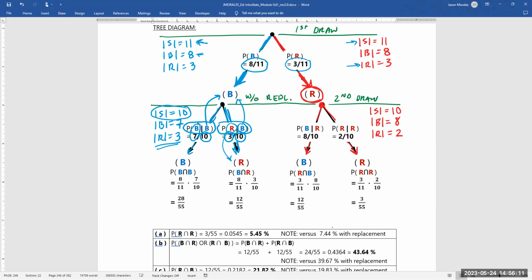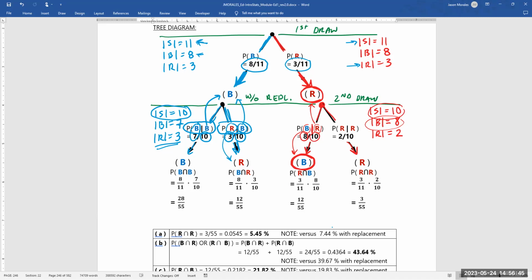And now as we start our second draw, and we draw these two branches, we can see this left-hand branch would be the probability of getting blue on the second draw, which is the probability of getting blue given that R was first. So the probability of getting blue given R came first. And now we've got 8 blue marbles out of a total of 10 in the bag.